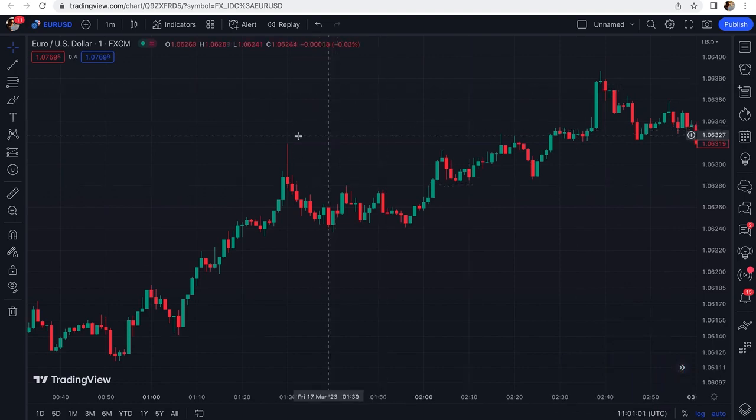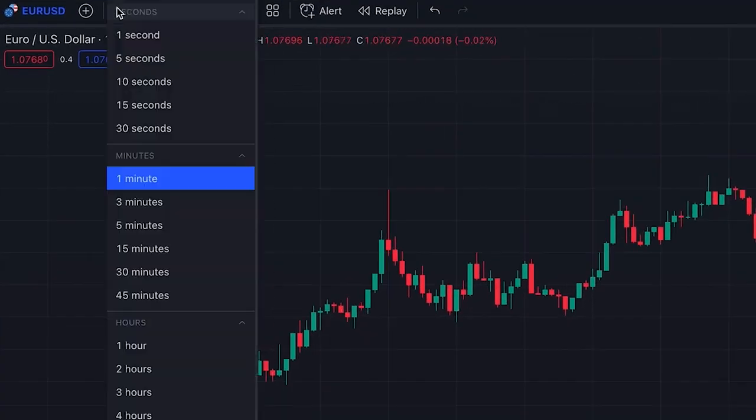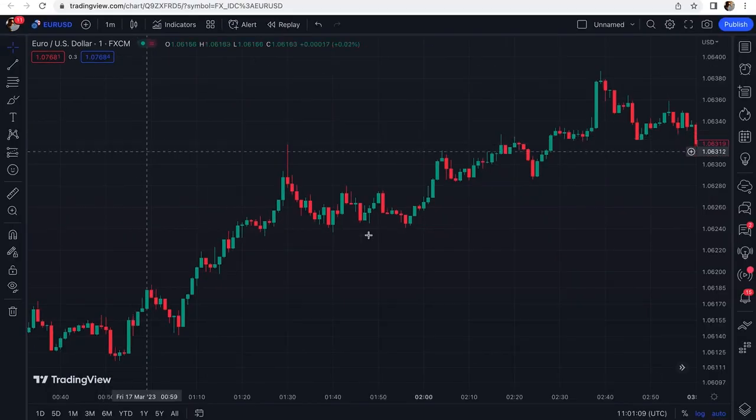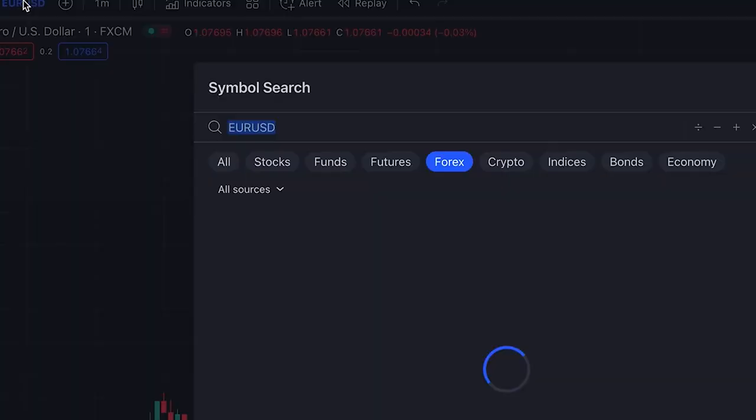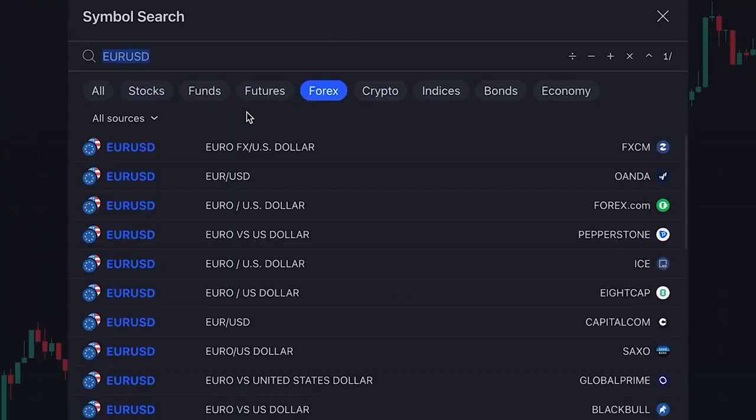Alright, this is a 1-minute scalping strategy. So here we set the chart time frame on 1 minute. This is the price chart of euro to US dollar, but there is no limitation on this and you can use this strategy on any other asset or market, whether it's forex, crypto or stocks.